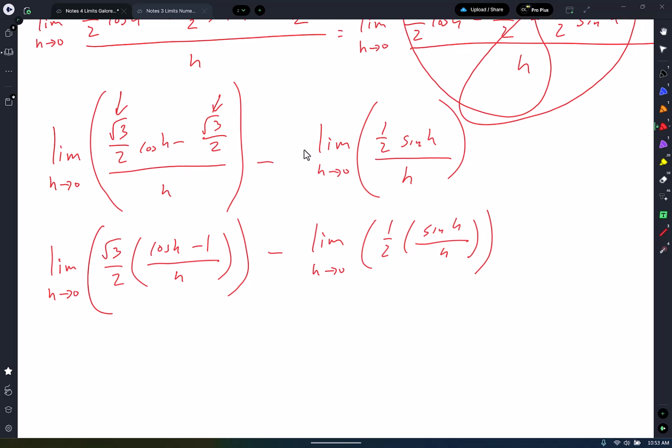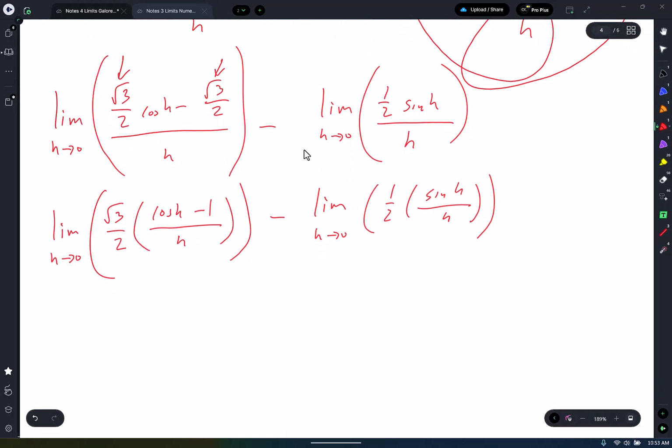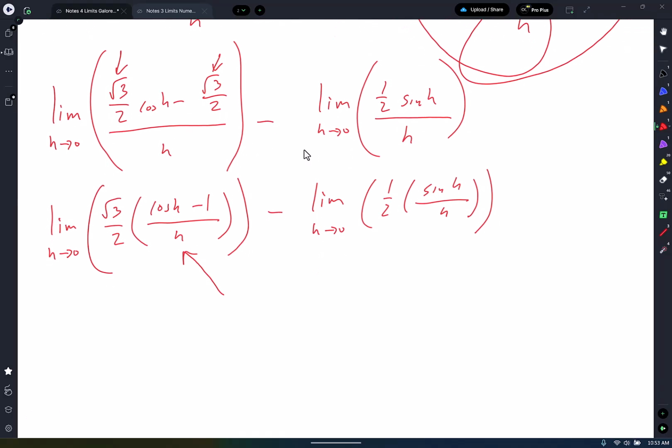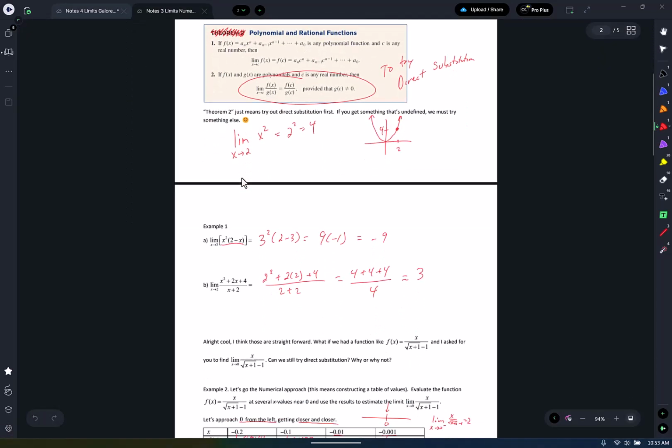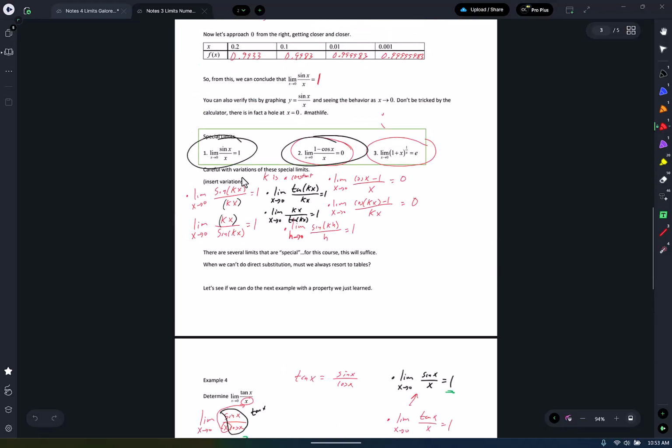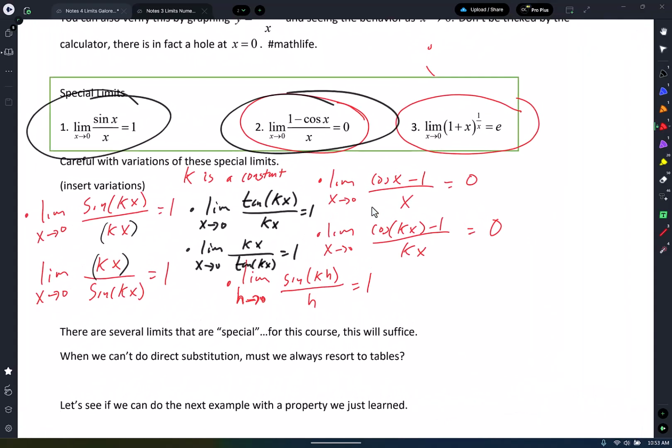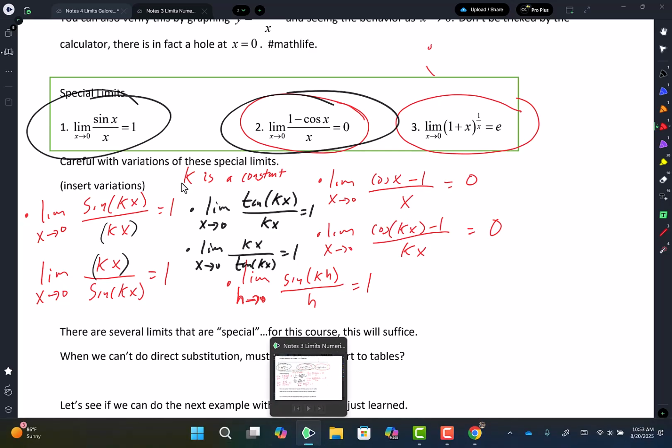Are we okay? So check it out. Does the limit as h approaches 0 of cosine h minus 1 over h look familiar to you? It's just a variation of this one right here: 1 minus cosine x over x is 0. The variable is interchangeable. I have it right here in my notes. Watch my video again, I think I explained it better the second time around.